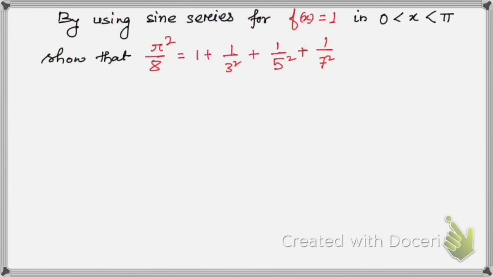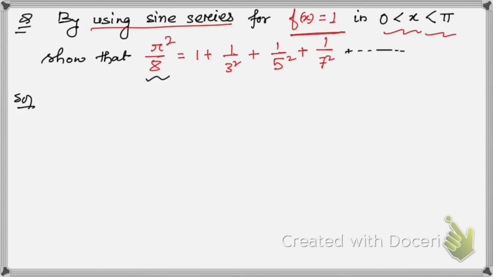So this is the first question we're going to solve here. We need to use the sine series for this function, which is equal to 1 when x is greater than 0 and less than pi. And from this we have to show that pi square by 8 is equal to 1 plus 1 by 3 square plus 1 by 5 square plus 1 by 7 square, and so on. I forgot to give the dot dot dot. So these things should be proved here.